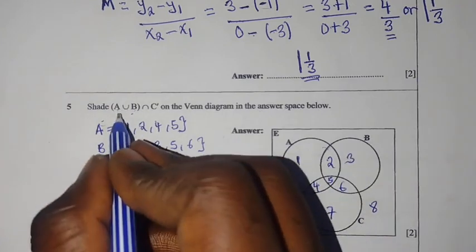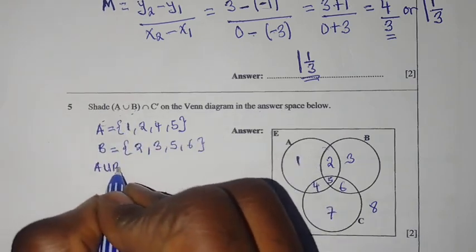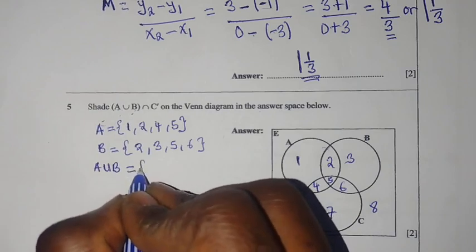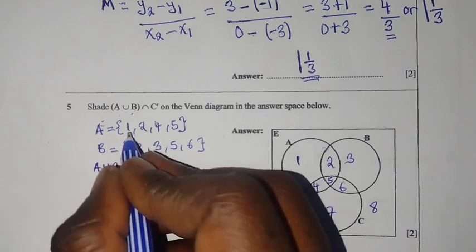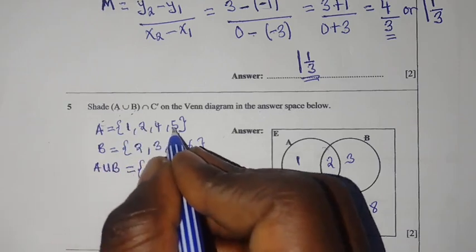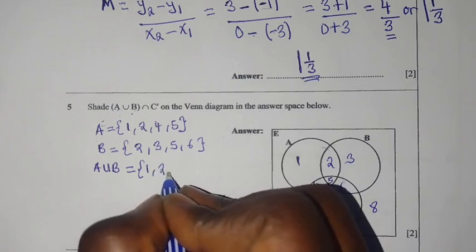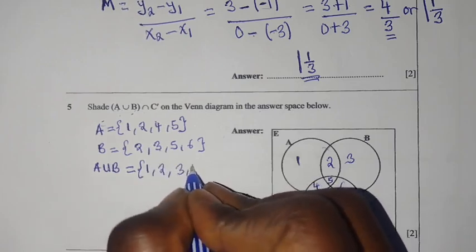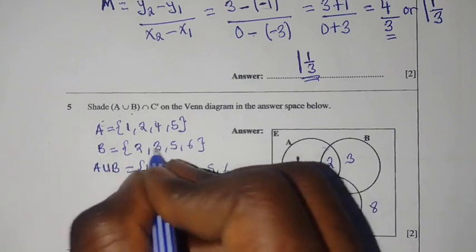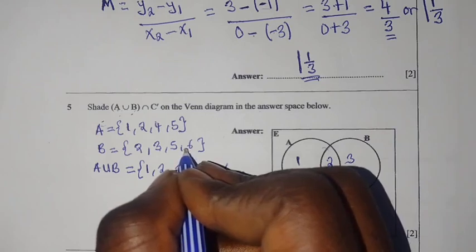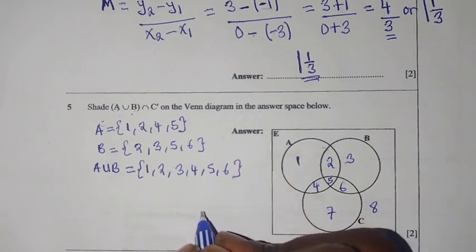Now from here we can find A union B according to the question. So A union B will be equal to, so union means we combine the elements that are in A with those that are in B. So you have 1, 2, 4, 5, 2, 3, 5, 6. So you write 1, 2, 3, 4, 5, 6. We have combined all these elements. The elements that are appearing twice, don't write them twice, just write them once. So this is A union B.